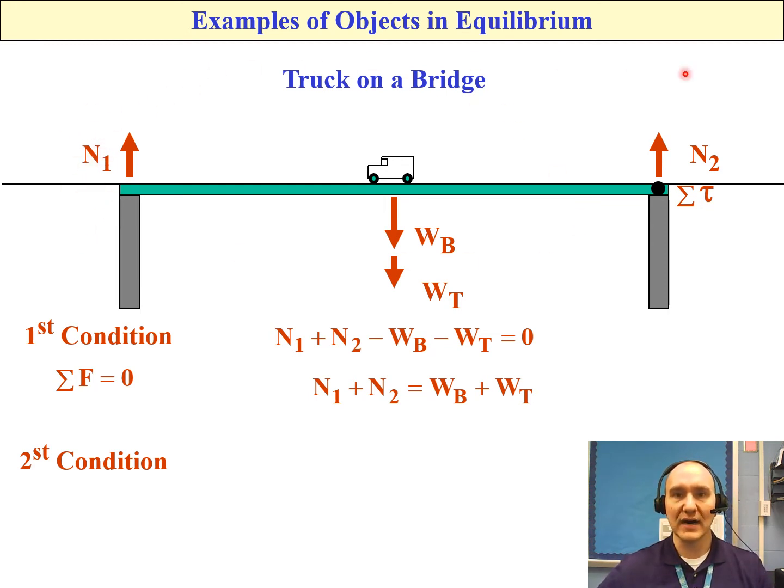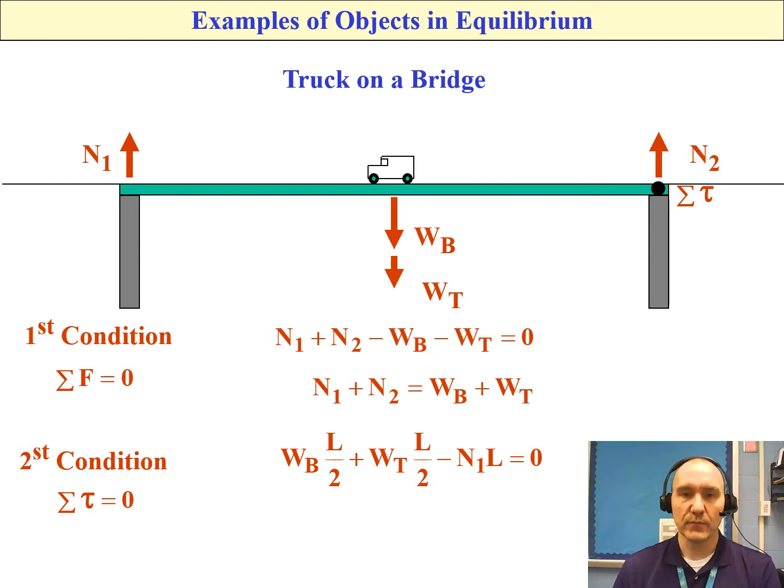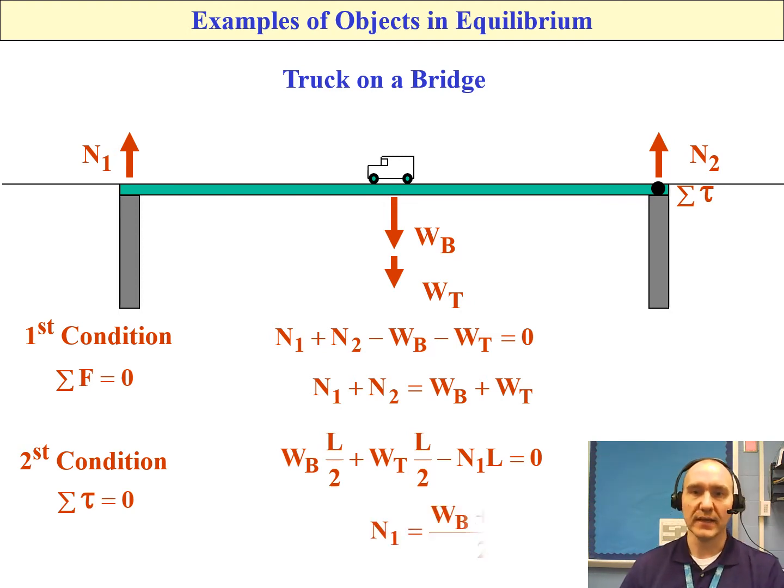All right, so with that being said, then that means normal force 1 is going to produce a clockwise torque, so that's going to be a negative N1 times L. And then the 2 weights of the truck and the bridge are going to be positive torque because it's going to be a counterclockwise torque. And it's going to be half the length of the bridge. All right, so net torque is going to be equal to 0. The weight of the bridge times half the length, and then the weight of the truck times half the length, and then we subtract the normal force times its full length, and that's going to be equal to 0.